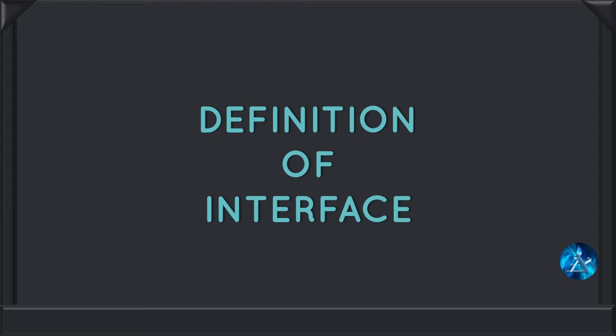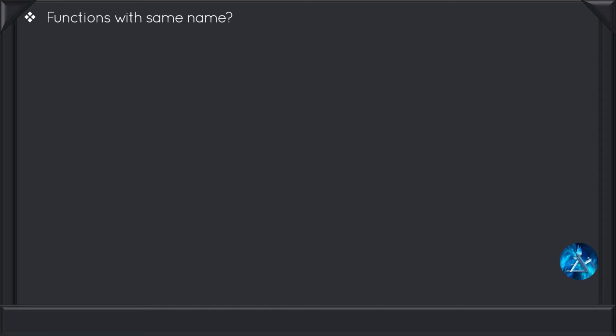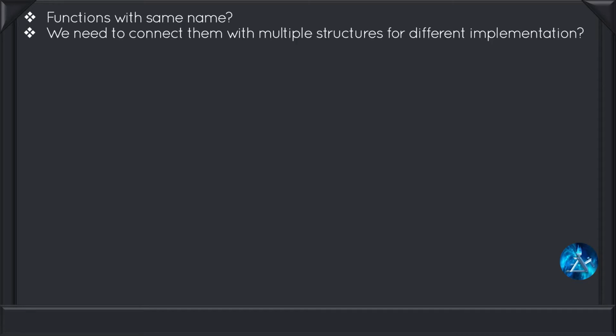Interface is an object which will give us abstraction in our architecture. Where can we use interface? What if we have functions with the same name? And do we have a case where we need to connect them with multiple structures for totally different implementations? In that case, we need to create abstract things so we can manage that kind of architecture. For this kind of problems, we will use interfaces.